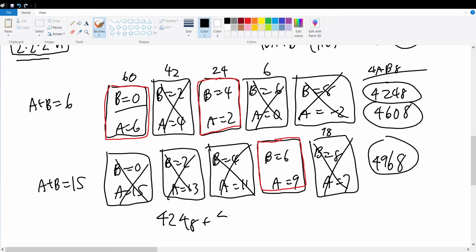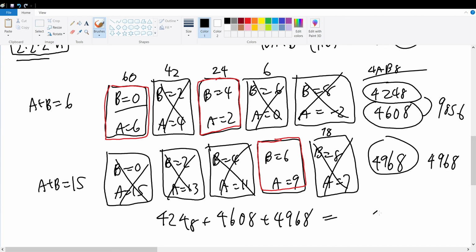4248 plus 4608 plus 4968. The sum of the first two numbers is equal to 8,856. Added to 4968 will give us a total of... I did a summation error here. That's supposed to be 8. So this should give me the right answer. So the answer is 13,824, the solution to this question.